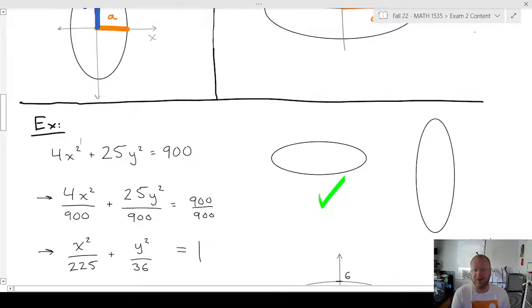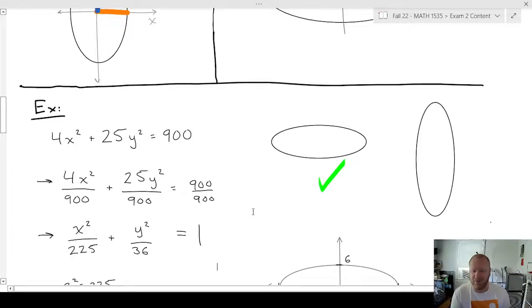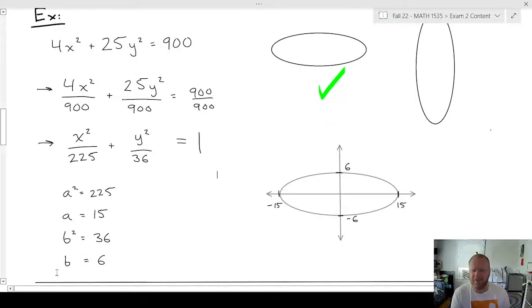Another technique would be, so I could get this 225 by, instead of doing 4 divided by 900, I might do 900 divided by 4. That way I can just get this number readily. But in any event, if I divide everything by 900, I get this equation, and it's equal to 1, which is what I wanted. Okay, so from here, I can just figure out what A and B are, and I can use those. So remember, A is associated with X. So since A is 15, these points on the ellipse are going to be at 15 and negative 15, and B is 6. So this will be the point 0, negative 6, and 0, 6.